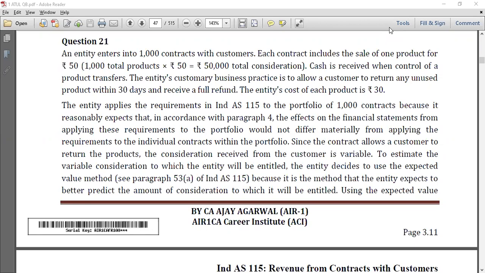Here the entity enters into 1,000 contracts with customers. Each contract includes a sale of one product for 50 rupees each. Like 1,000 into 50, it is 50,000 is the total consideration. Now here the cash will be received when the control of the product is transferred. When control transfers, cash will be received.